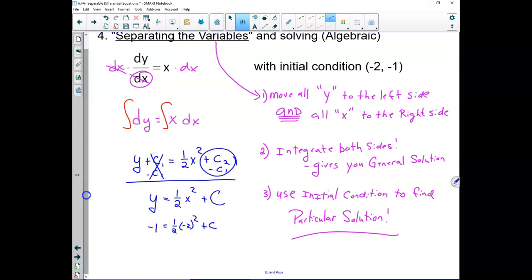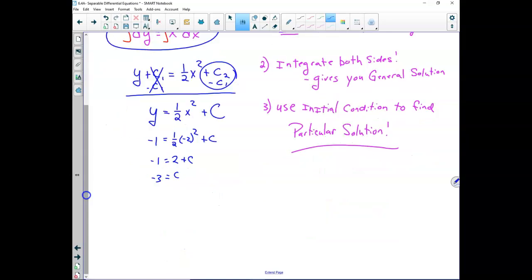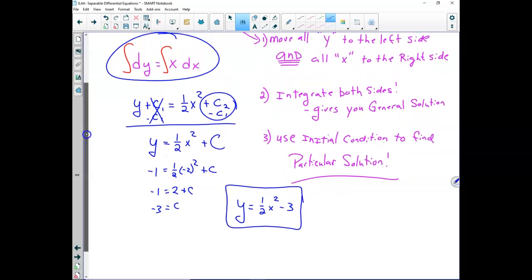And all I'm doing is the same thing, but now I'm separating the variables. See, I separated my x's and y's. This is -1 equals 2 plus c. Hey, check it out. C still equals -3. Found it on the calculator and the whole nine yards. So y will equal 1/2 x squared minus 3. Okay? And the first step is the most important step.